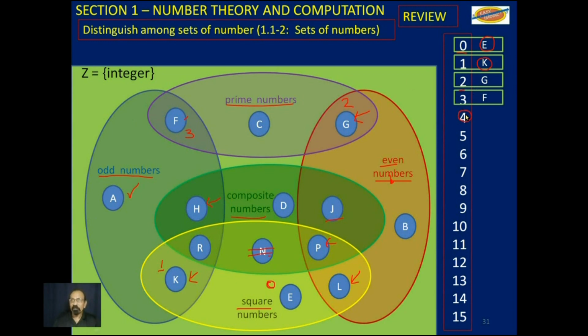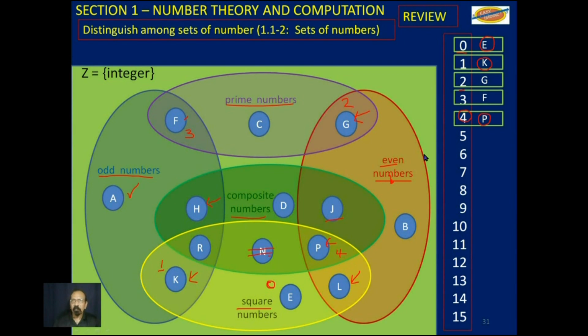Now we know that 4 is even and we know that it is square. Now, is it also composite? Does it have more than 2 factors? Yes. So 4 goes at P. 4 goes here, P.